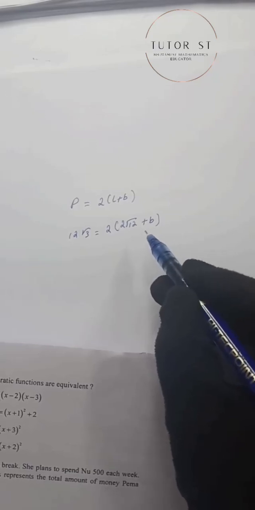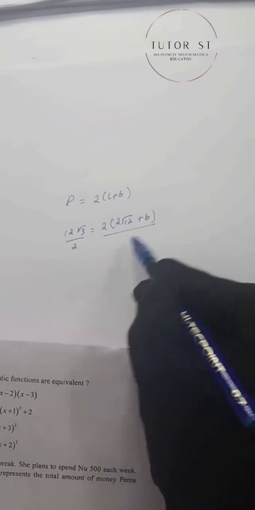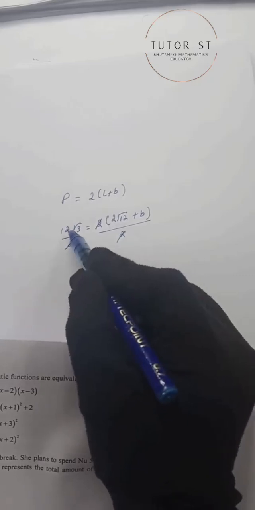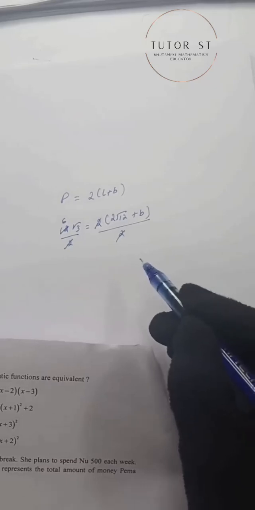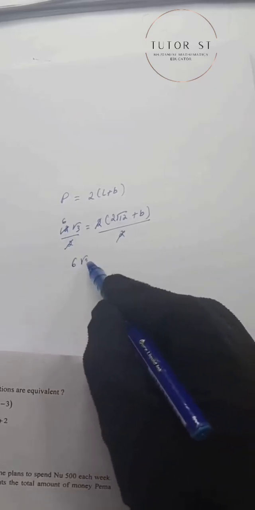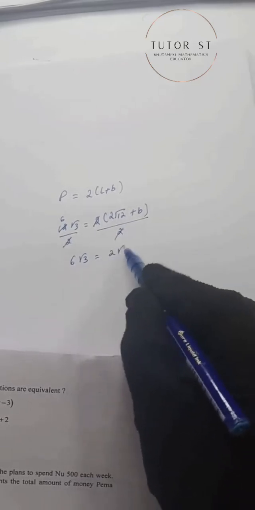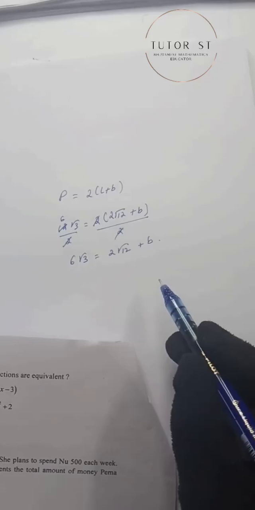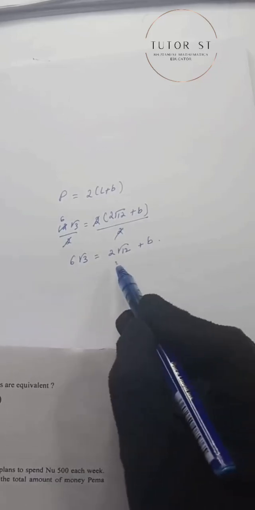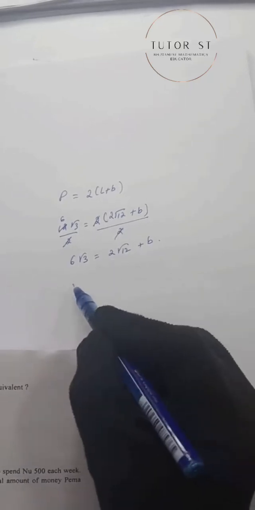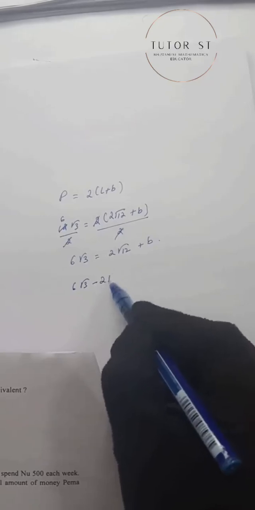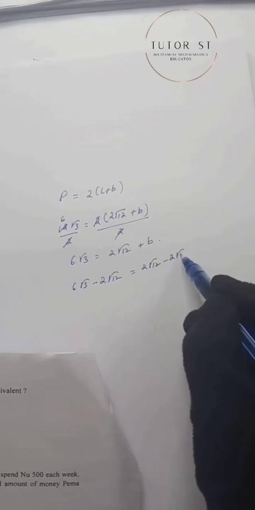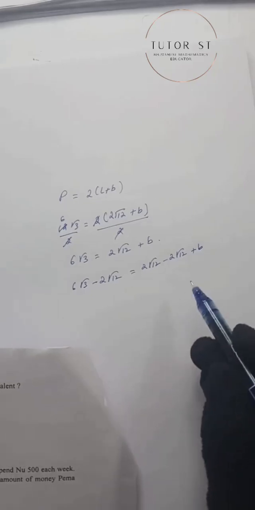After this, I'll just divide both sides by 2, because I want to remove this 2 from here. I can also reduce this 12 to 6. I'll get 6 root of 3 equal to 2 root of 12 plus B. Now what I need to find is B. Therefore, I'm going to subtract 2 root of 12 on both sides. I'll get 6 root of 3 minus 2 root of 12 equal to 2 root of 12 minus 2 root of 12 plus B.